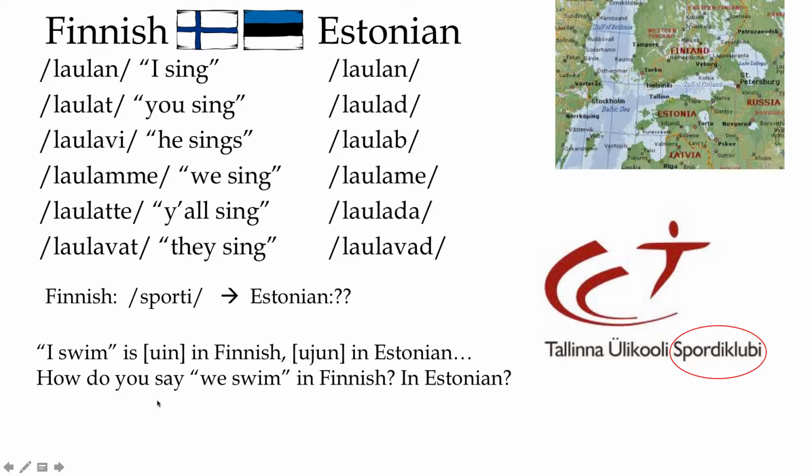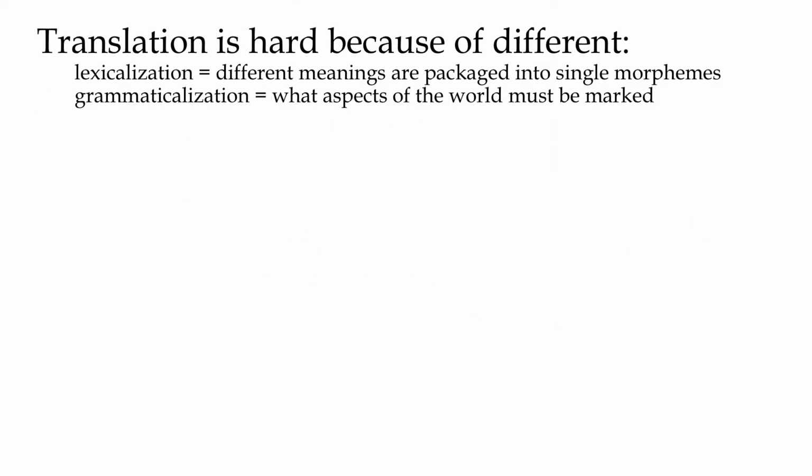So it would be uimme in Finnish and ujume in Estonian. And I can make those predictions by doing some regular morphological analysis based on a set of data that I have. All of this morphological analysis is very important. One of the reasons that's important is in order to do translation correctly. Translation is a very difficult thing to do for several different reasons.